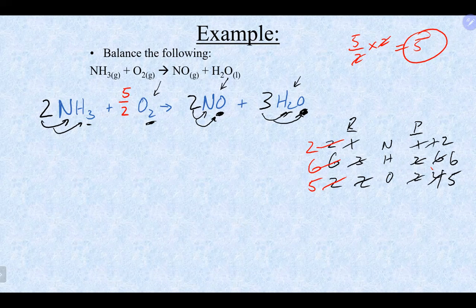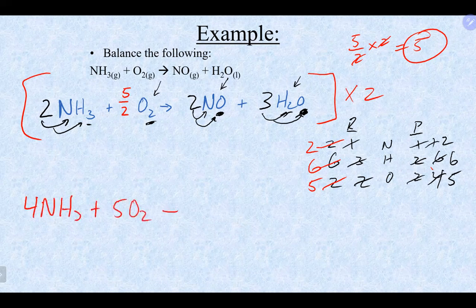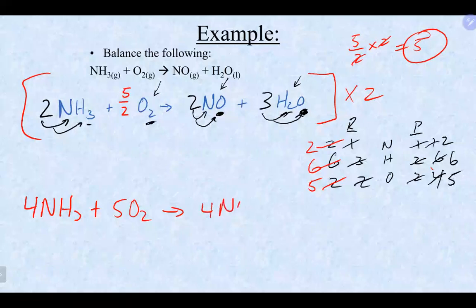So this is a good example. You can absolutely use a fraction to balance an equation, but you cannot leave it. So you do have to clear the fraction. And to clear the fraction, we have to multiply by the denominator. I think they call that a still. And that's going to give us 4NH3 plus 5O2 goes to 4NO.